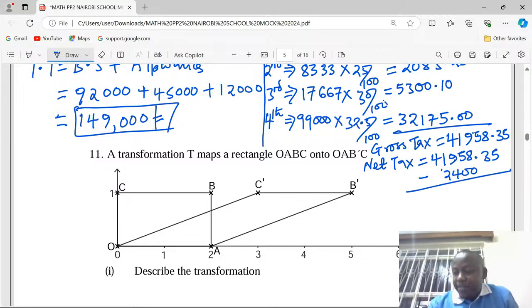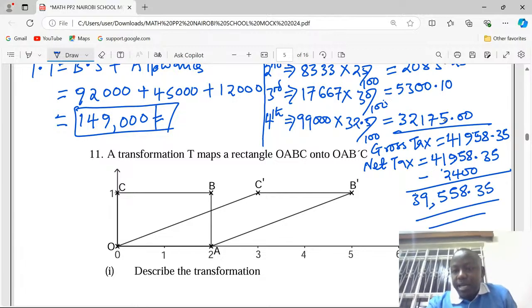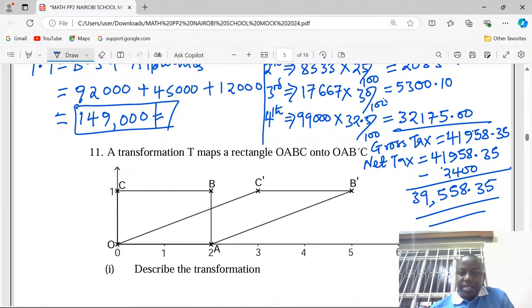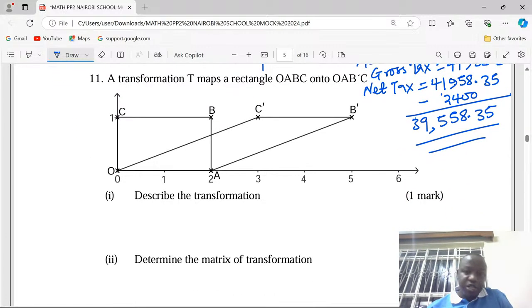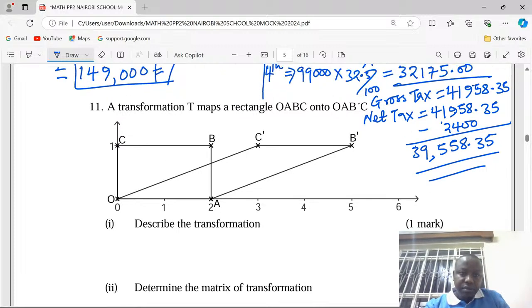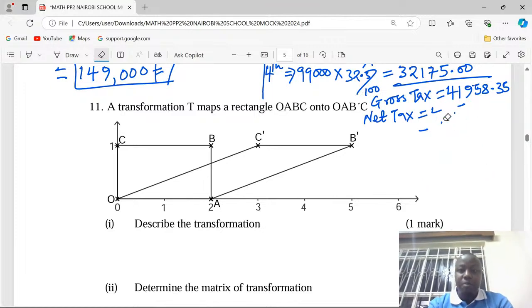And this is going to be exactly 39,558.35. So this is the net tax paid by this employee according to the table and according to what he earns. There is a number 11 here. Number 11 is a question on transformations. That is a Form 4 Mathematics, Paper 2.